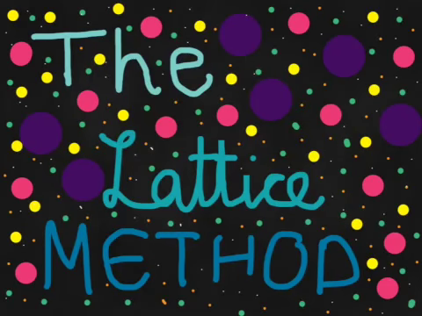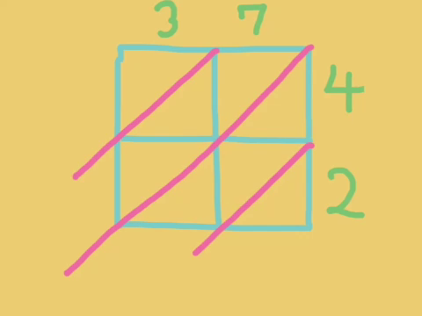The lattice method. Today I will tell you about the lattice method. It is a method that you can use to multiply numbers. To do the lattice method, you need this grid. It is a special grid that was made for lattice. Today we will do lattice with 2-digit numbers, and I chose 37 and 42.